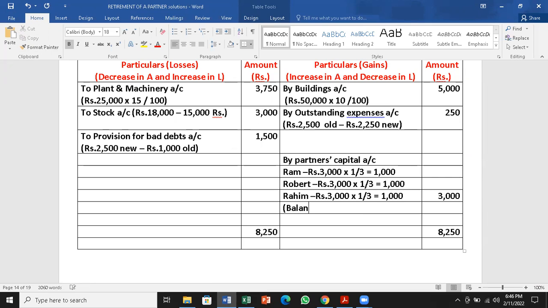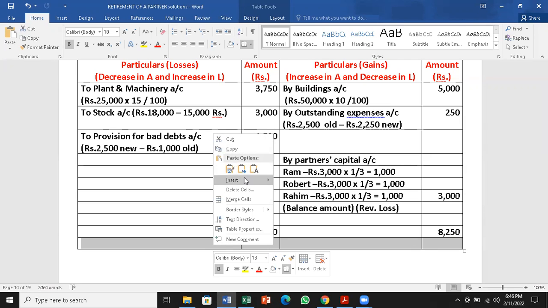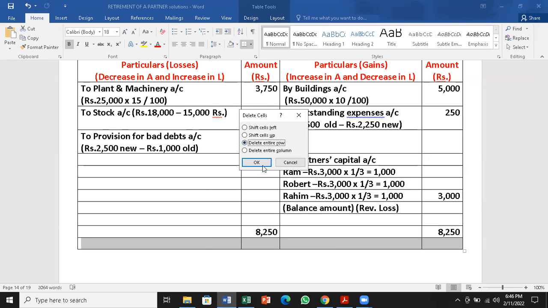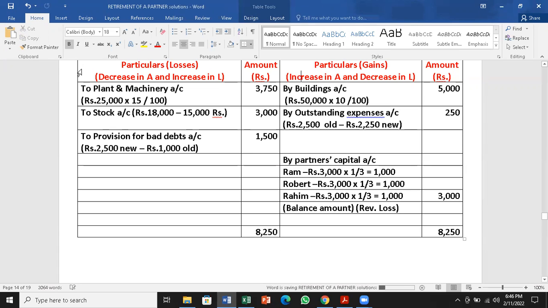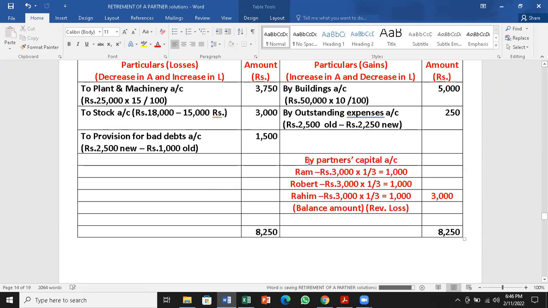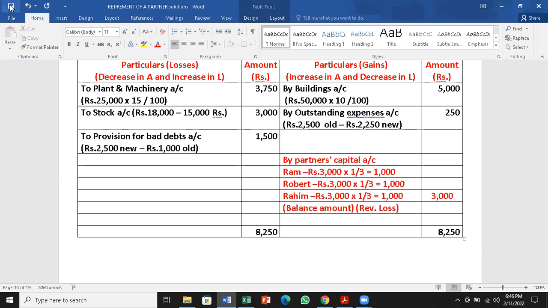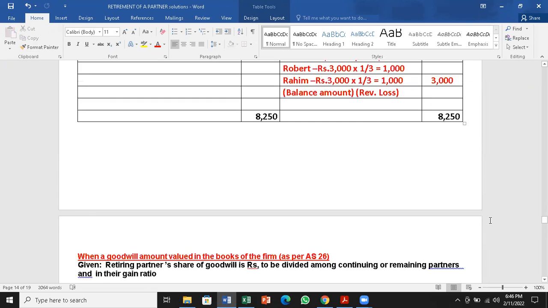So this is the balance amount. This is called revaluation loss because the loss side is more. As you can see, the loss side is more, and the gain side is less. So it is a loss for the partners. This is connected to the revaluation account.